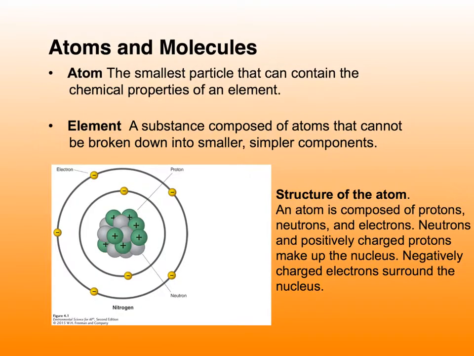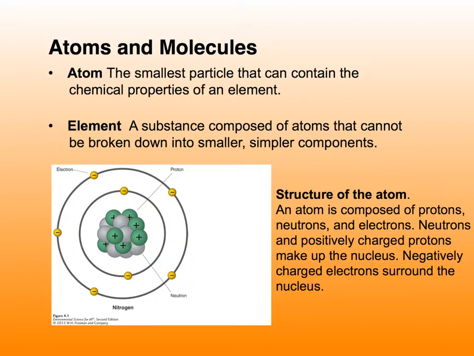All right, here's an atom, the smallest particle that can contain the chemical properties of an element. Of course, it can be broken down into subatomic particles, but it's not going to have the same properties as the atom itself. An element is a substance composed of atoms that cannot be broken down into smaller, simpler components and still be recognized as that same element.